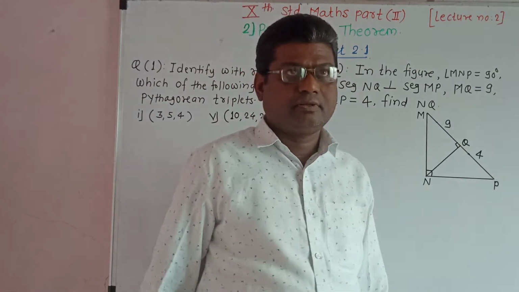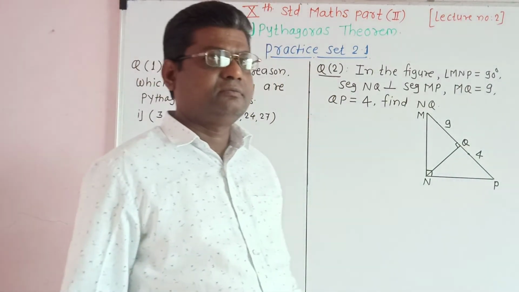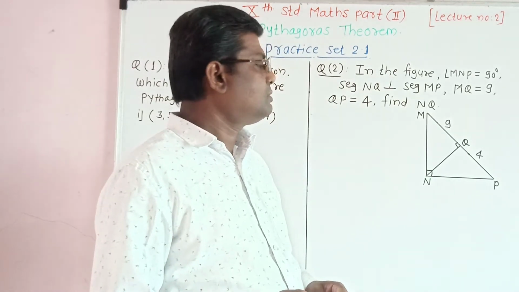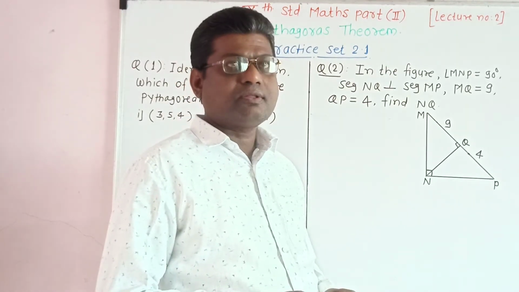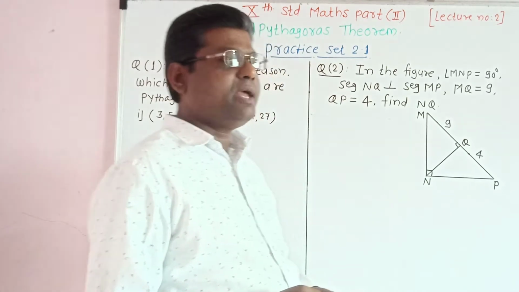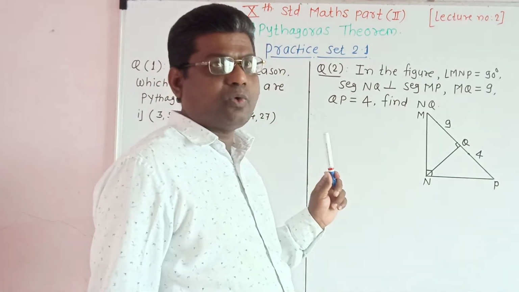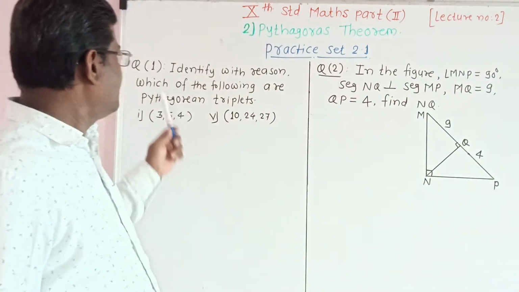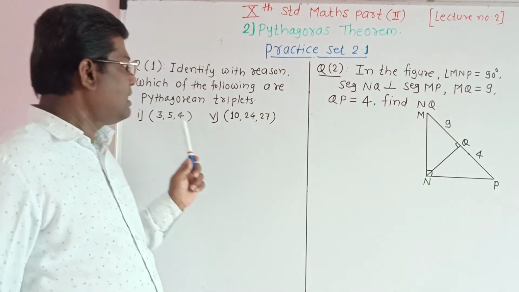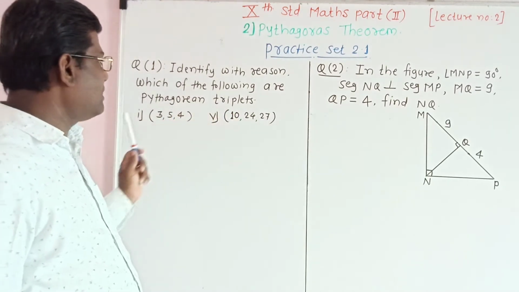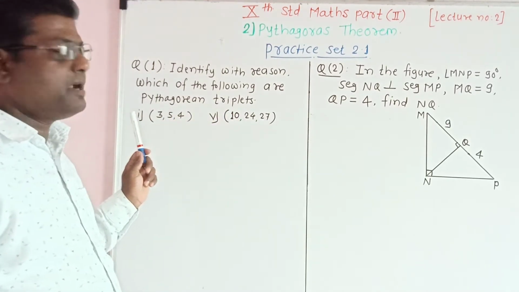Welcome friends, 10th standard Maths part 2, lesson number 2, Pythagoras theorem, and today we are going to solve practice set 2.1. Now let's see question number 1. Identify with reason which of the following are Pythagorean triplets.